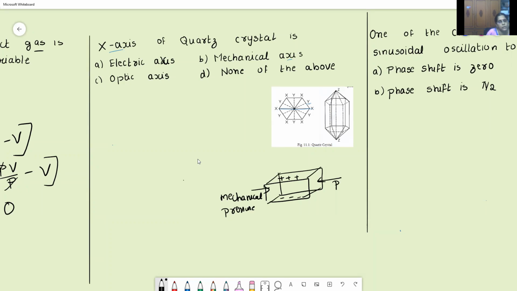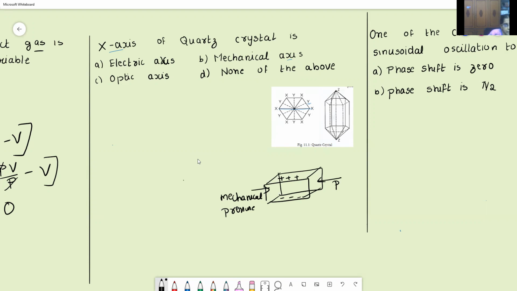Now there are two things to be noted. First, the axis or the direction in which pressure is applied is called the mechanical axis. The direction in which the electric field is developed is called the electric axis. Now here I have this picture of the quartz crystal, which you can get from Google Images. You can see the one which goes from top to bottom is called the optic axis. The optic axis is the direction where the O ray and E ray will have the same speed.